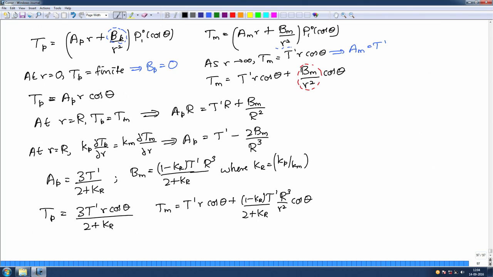So, this has given us the temperatures in the matrix and in the particle. In particular, the particle temperature actually is only a function of z. The particle temperature, as I have written it here, is only a function of z. I can rewrite it in terms of z: 3 T prime z by 2 plus K r.